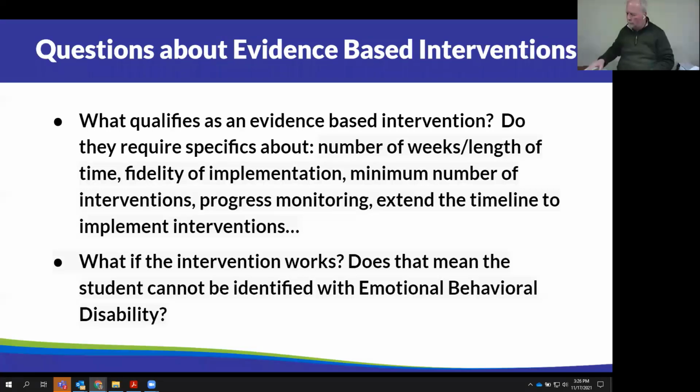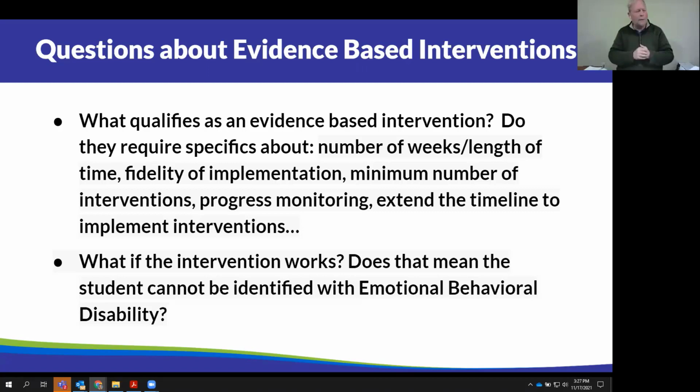A couple of questions that we received in our Google survey about this particular part of the rule. Lots of questions regarding what qualifies as an evidence-based intervention, meaning how long does it have to be implemented for, how many weeks, how many days? How do we know if the interventions are being implemented with fidelity? Is there a minimum number of interventions that need to be done? How do we do progress monitoring and things like that?